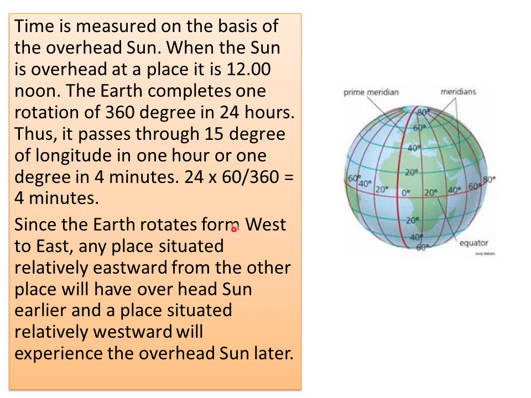Let us understand this with an example. In this diagram, all the places which are situated at 20 degrees west longitude will experience the overhead sun much earlier than the places on 40 degrees west longitude. In the same way, all the places situated on 20 degrees east longitude will experience the overhead sun much earlier than the places situated on 0 degree or the prime meridian.